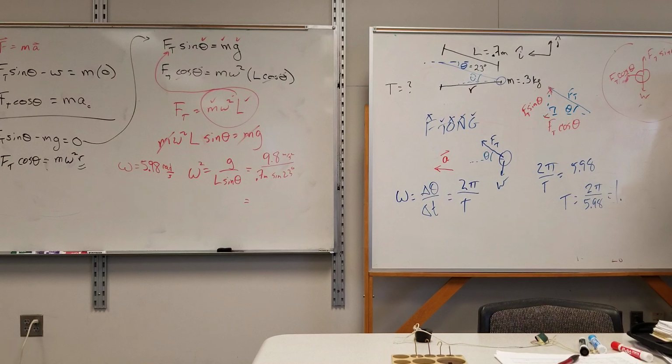So what's that? Let's go bold here. What'd you get? 1.0507. 1.0507 units. Radians? What do we find? Period. The units? Seconds. Yes.